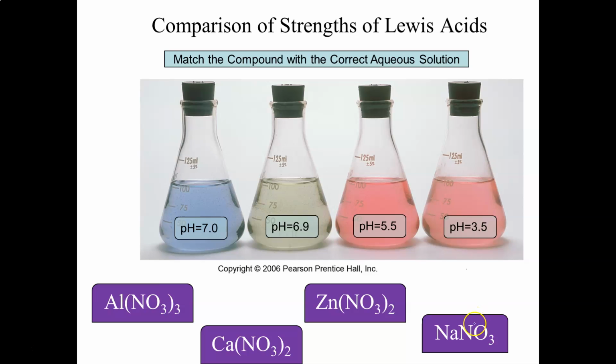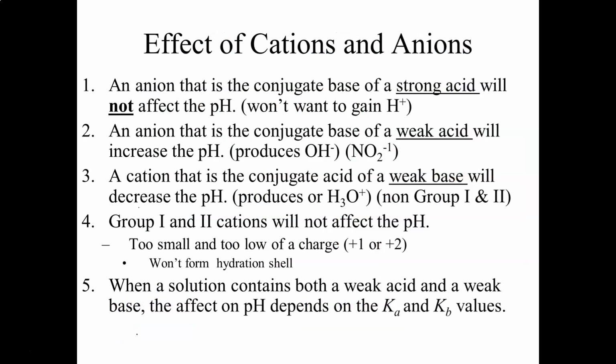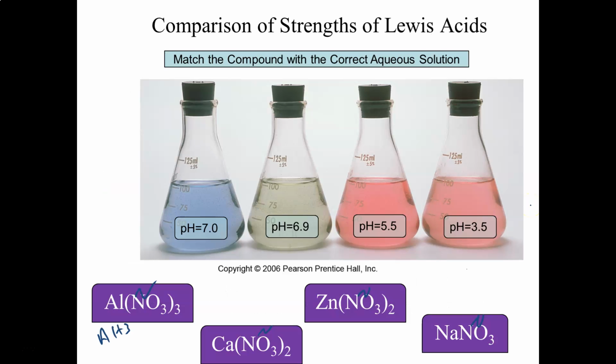So this is neutral, neutral, neutral, neutral. All right. Aluminum, you have Al plus 3. Okay, if we go back to our rules on the previous slide, that would fall into this category. A cation that is the conjugate acid of a weak base will decrease the pH. So it will be acidic. So a non-group 1 and 2 cation will be acidic. Oops, wrong way. So this is going to be acidic right here. Okay. Go to the next one.